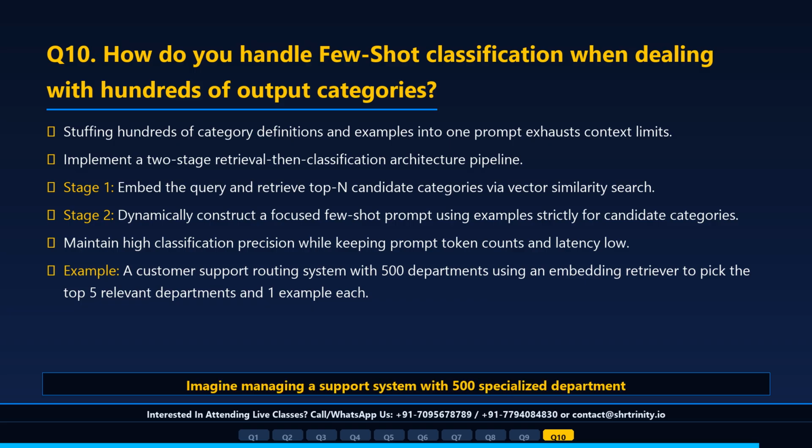Imagine managing a support system with 500 specialized department routes. When a ticket arrives, Stage 1 generates an embedding of the ticket text and performs a vector search against indexed department descriptions, returning the top 5 most relevant candidate departments. Stage 2 then constructs a minimal few-shot prompt containing exactly one example for each of those 5 candidate departments, asking the LLM to make the final, precise classification. This two-stage pattern reduces prompt size by 99% while achieving high classification accuracy.